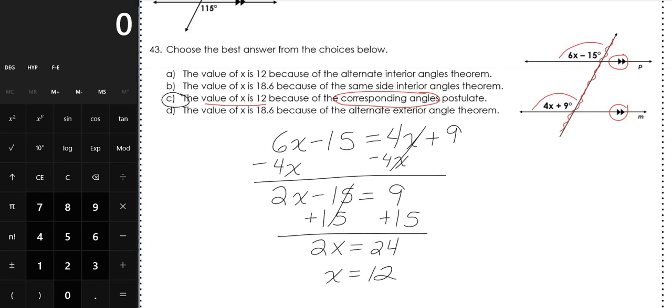Choice C. All of our other answer choices are either incorrect because of their value of x, just like choice B and choice D, or in choice A, it says the value of x is 12, which is correct, but the angles are not alternate interior angles. So that's not the reason for why we set those two angle measurements equal. We set them equal because they're corresponding angles. Okay, let's move on.